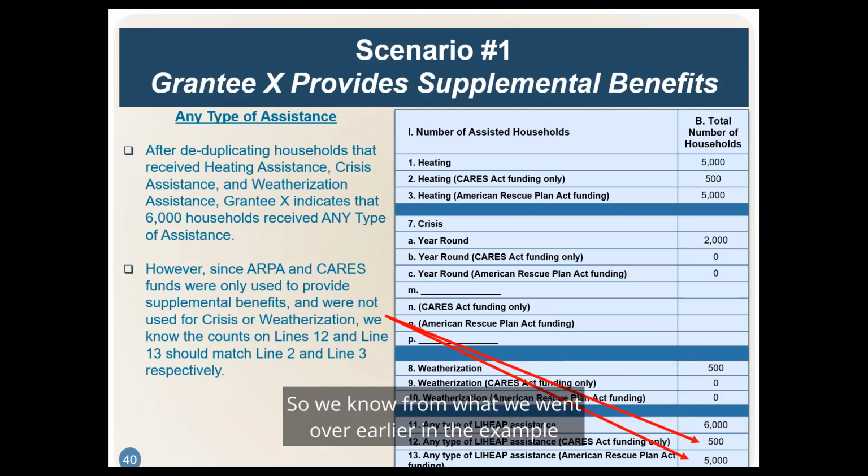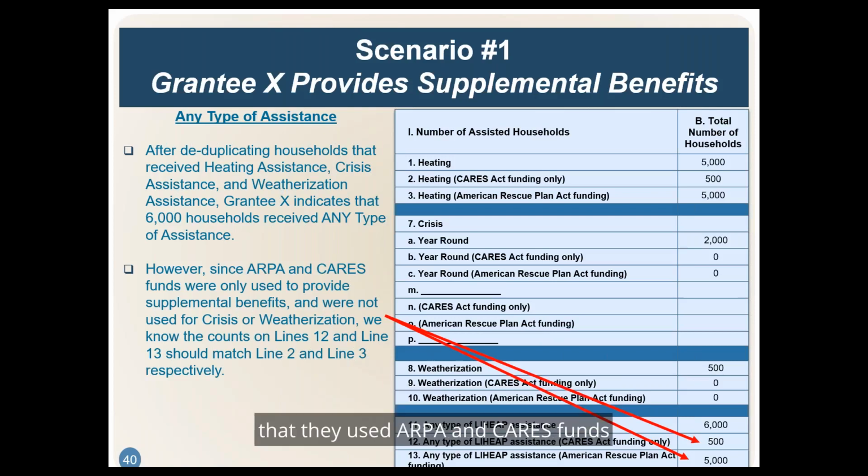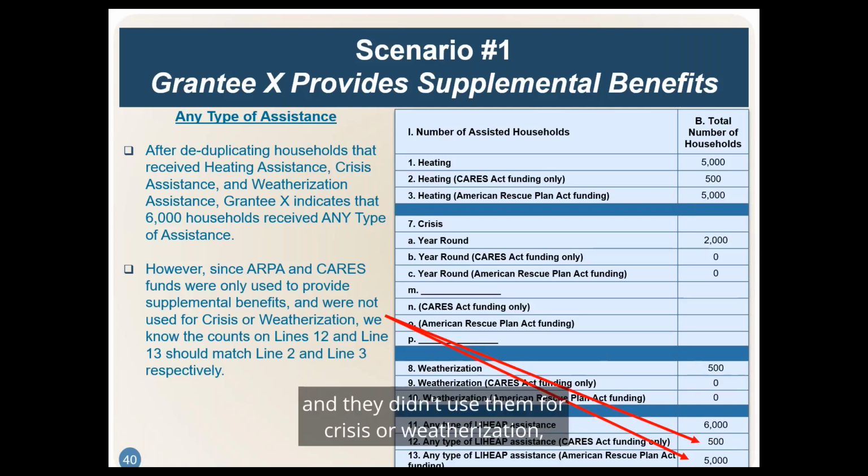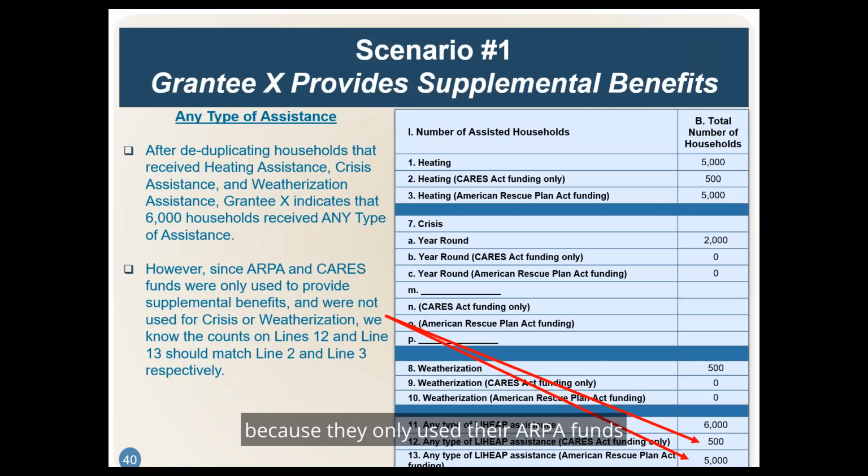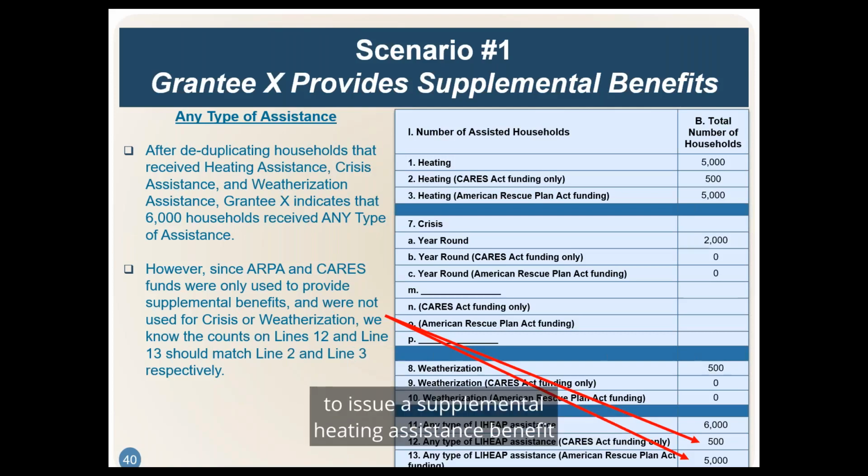So we know from what we went over earlier in the example that they used ARPA and CARES funds to provide supplemental benefits. And they didn't use them for crisis or weatherization, they just used them for heating. So line 12, any type of LIHEAP assistance with CARES, is 500, the same as what's in line 2, because they only used their CARES funds to provide that extra benefit to those 500 households. And the same for line 13. Line 13 matches line 3 because they only used their ARPA funds to issue a supplemental heating assistance benefit to 5,000 households.